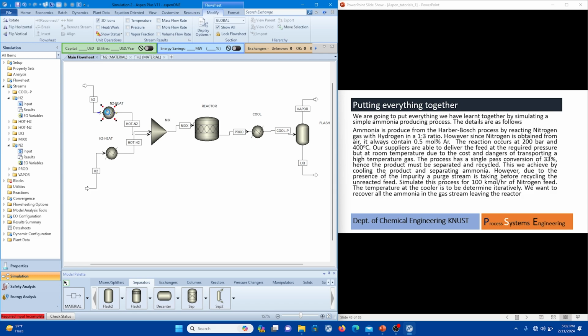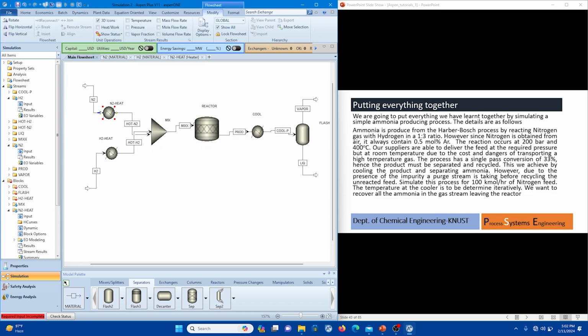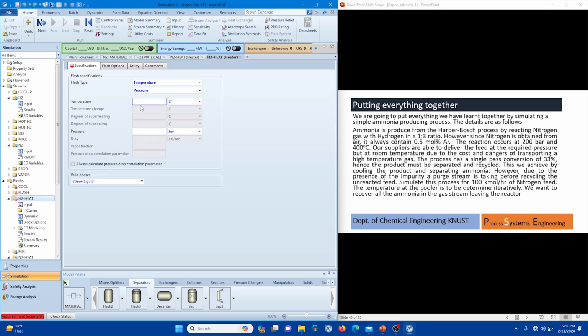So you do that by clicking on the specific equipment. For a heater, we want to specify the outlet temperature of the product. So we are heating from 25 to 400 degrees Celsius. I specify that there should be no pressure drop, so maintain at 200 bar. And that should be it for the heater. The same thing can be done for the other heater. And the blue check mark shows that the specifications are fine or enough.